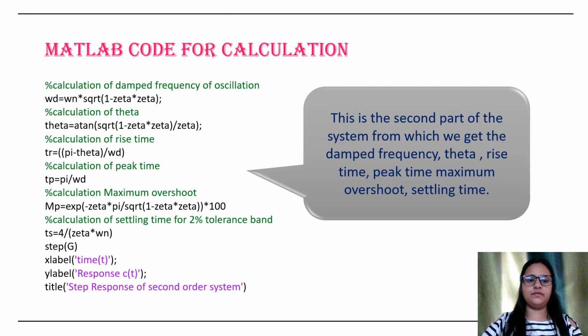And now this is the second part of the system, from which we get the damped frequency. This is the formula of damped frequency. This is the formula of theta. This is for rise time, this is for peak time, this is for maximum overshoot, and this is the settling time.